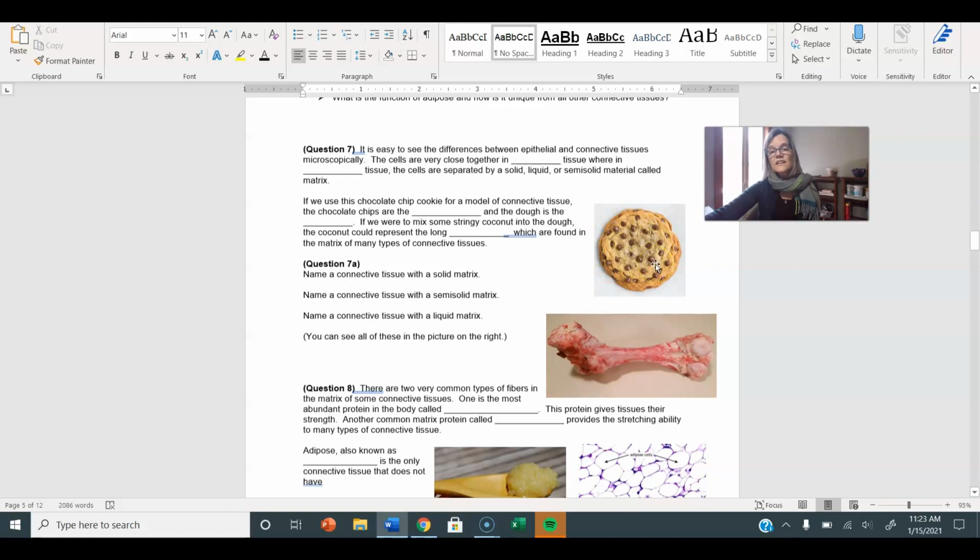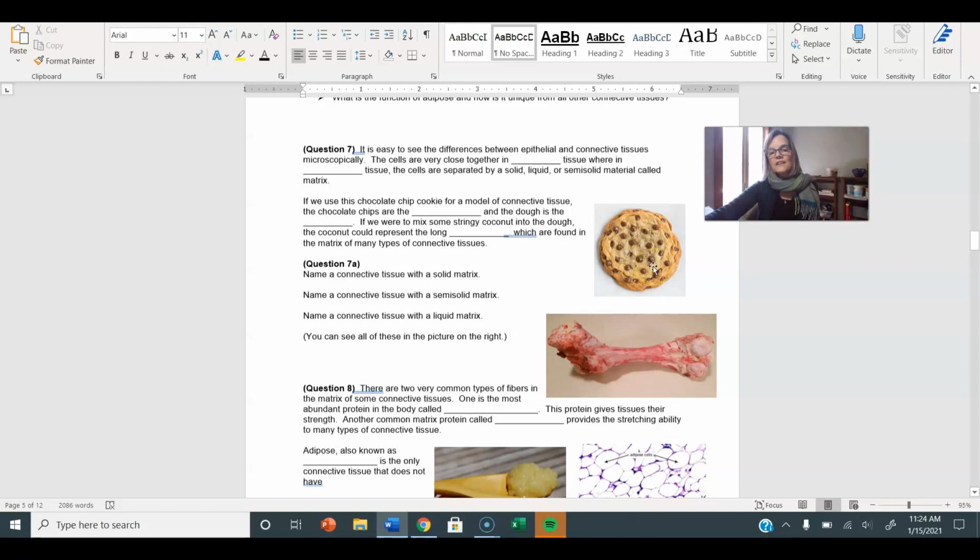A solid connective tissue would have cells, in the example of a bone. A bone is made mostly of connective tissue. It has cells called osteocytes. You don't have to remember that word right now. And the matrix is made of a calcium material, so it's hard.